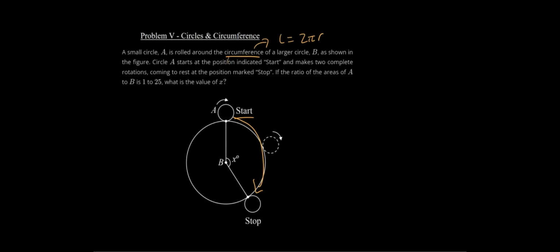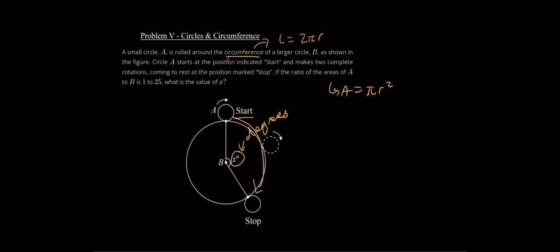Okay, if the ratio of the areas of A to B is 1 to 25, what is the value of x in degrees, as we see by this degree symbol here? All right, let's break this down. How can we figure this out at all? Where do we start? Take a second, see if you can solve this for yourself.